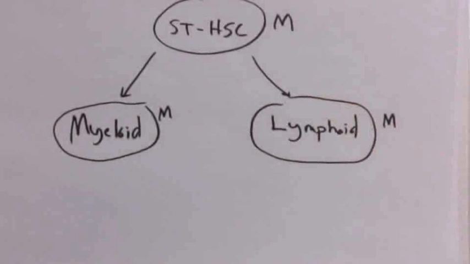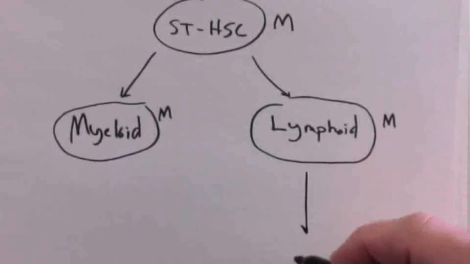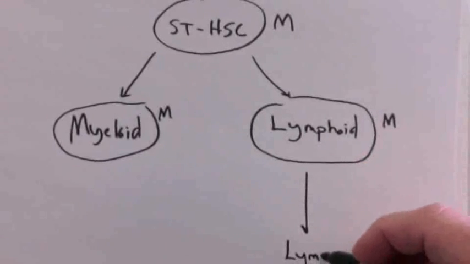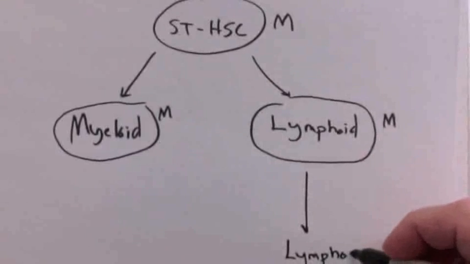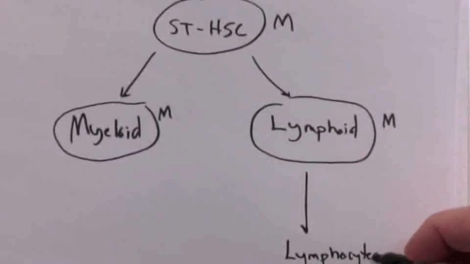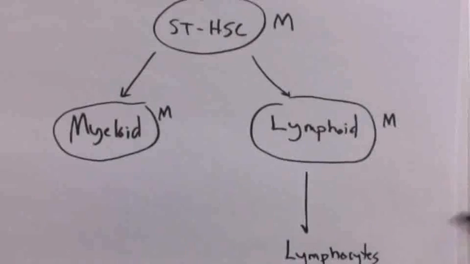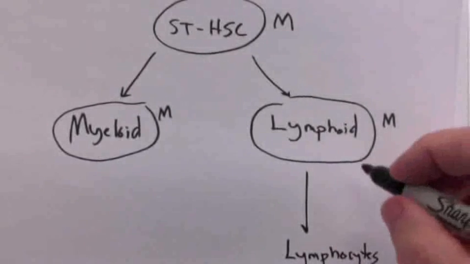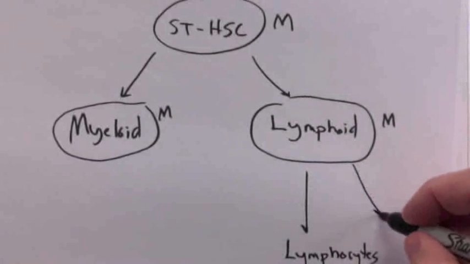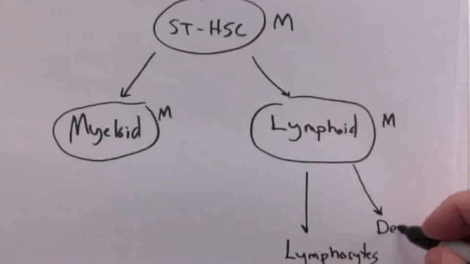Now, we're going to talk about the lymphoid first, because this is going to be fairly simple. The lymphoid turns into lymphocytes. Again, these are cells that have immune function. We will talk about them when we talk about the immune system. These are things like T cells and B cells. They also can divide and develop into dendritic cells.